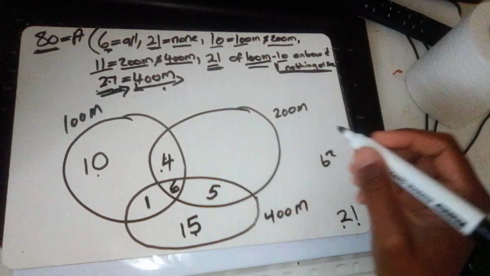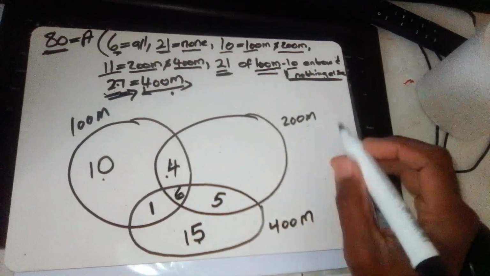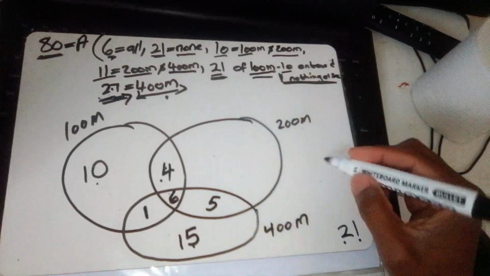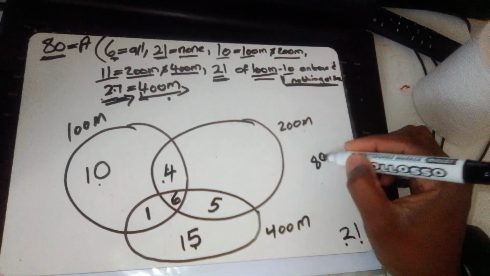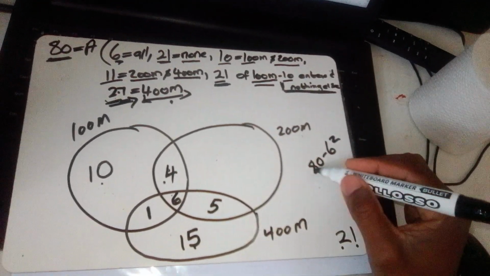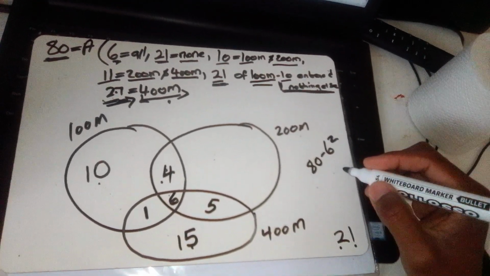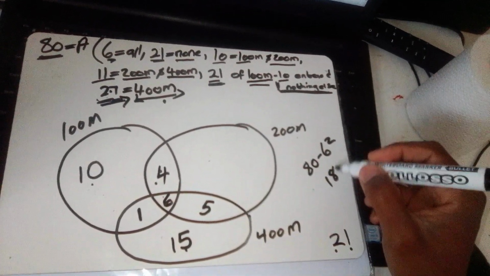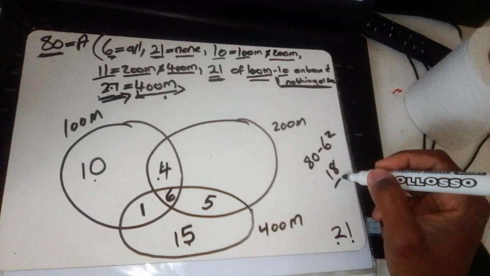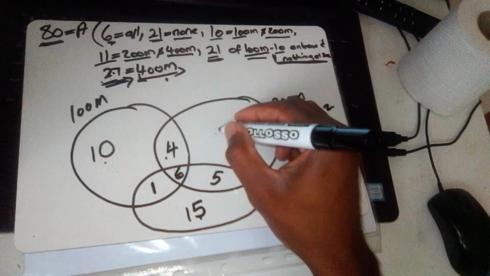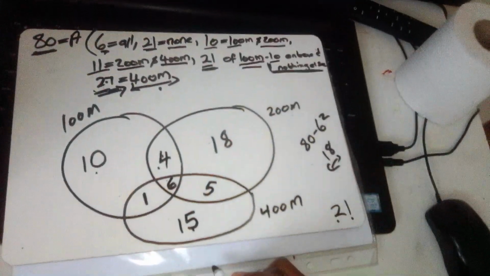So now we need to subtract 62 from 80 to find this one. So 80 minus 62 is going to give us 18. 70, 80. We're going to have 18. So it means this number here is 18.